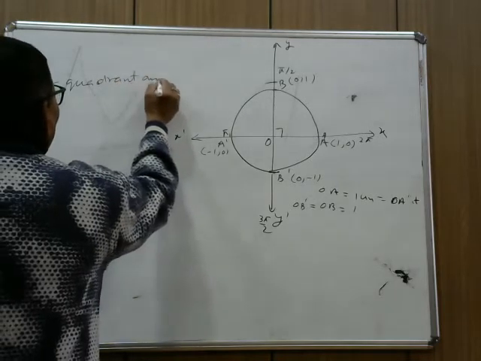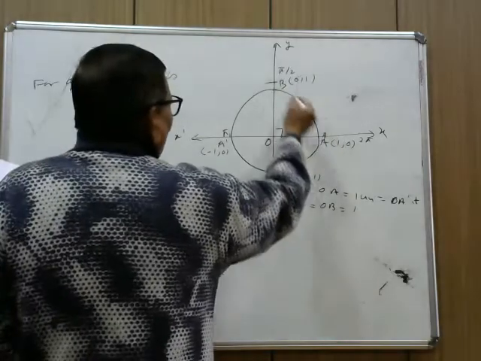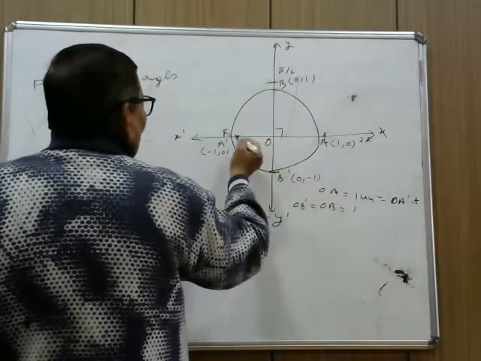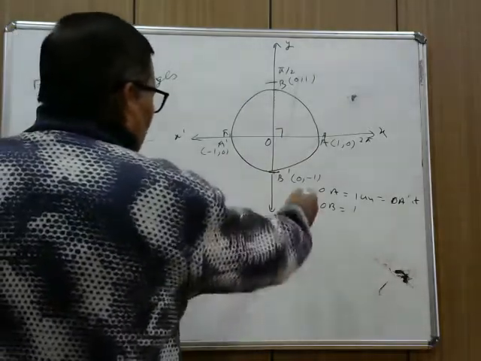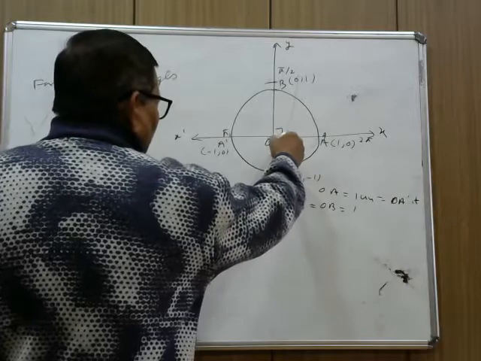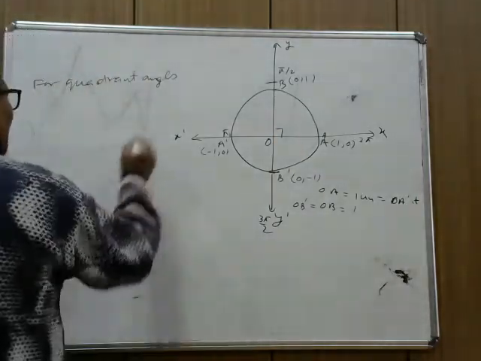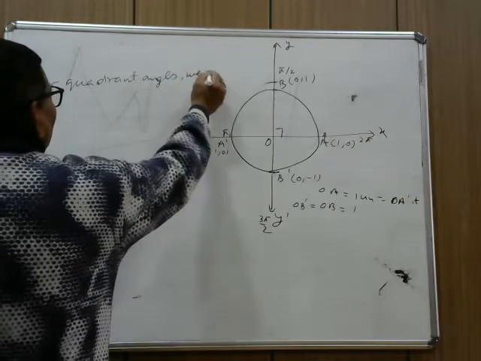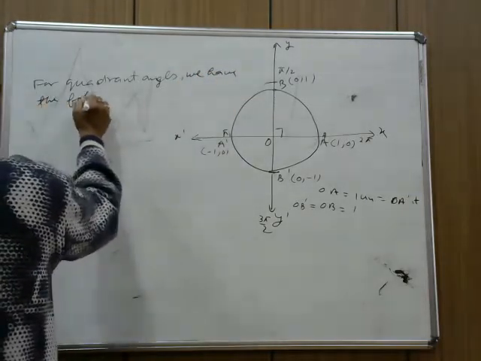Quadrant angles. So you see that this is the first quadrant, your angle is 0 to pi by 2. For the second quadrant, your angle is pi, and similarly for the third, this is 3 pi by 2. In this way, we have the following result.